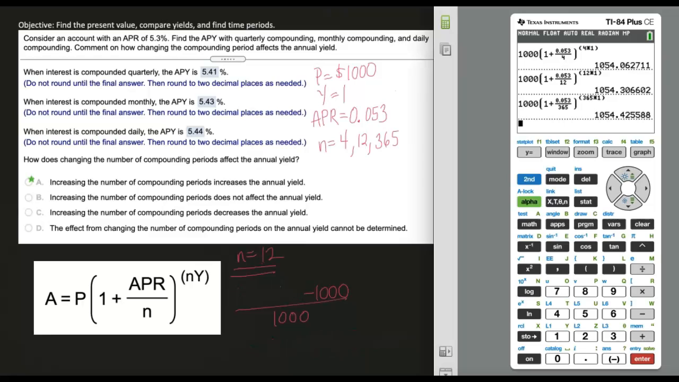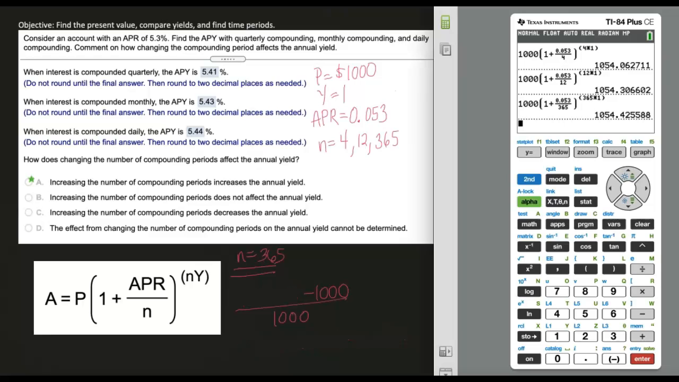So when n is 12, the calculator told us the amount is the following. We calculate the percent change, and if we do that, we get 0.0543066, and then we change that to a percent, so that's how we get 5.43% APY when N was 12.